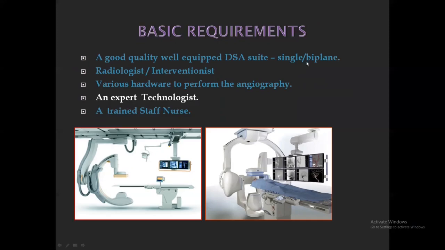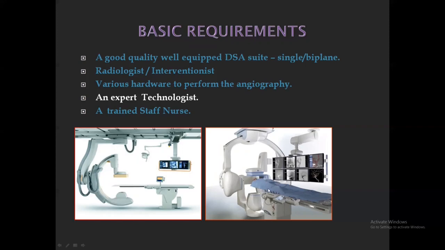It can be either single plane or biplane. Single plane means there will be only one X-ray imaging system. That means an X-ray tube and a detector are mounted over a C-arm. That's why this machine is called a C-arm system. It is a C-shaped hardware on which one side the X-ray tube and the other side a digital detector is kept, and the table will be in between. So when we expose, we will get images of the patient. This is a single plane system.